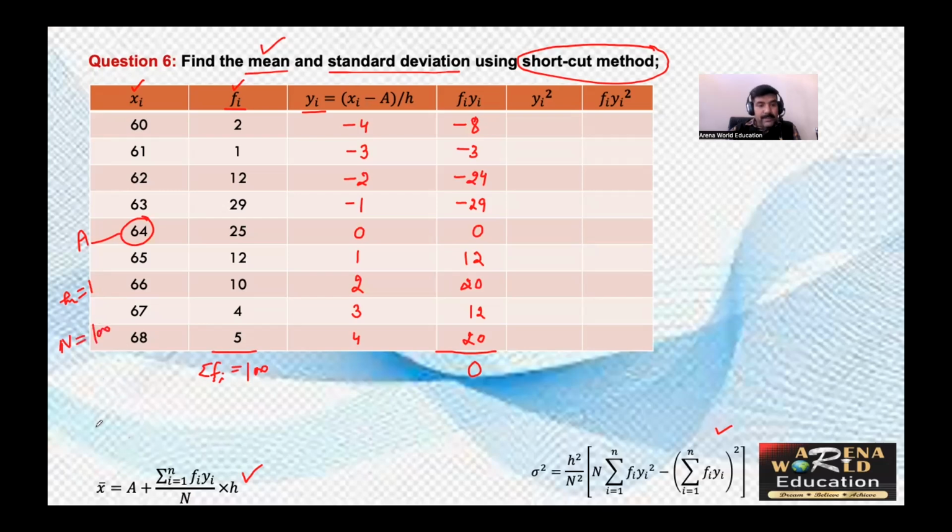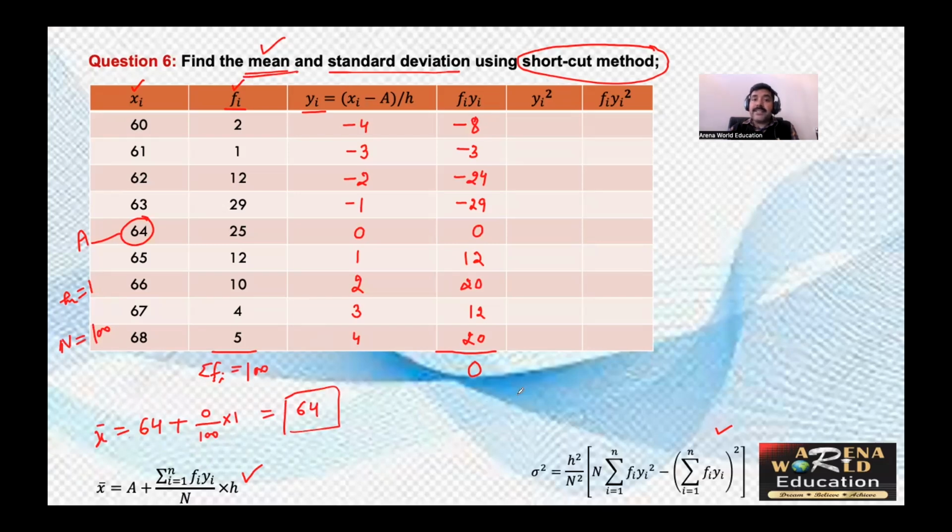So now let us apply this formula. What is the required mean? This will be equal to, what is a? A is 64, then plus summation fi yi is 0, divided by n is 100, and h is 1. So this will be equal to 64. So 64 is the required mean.